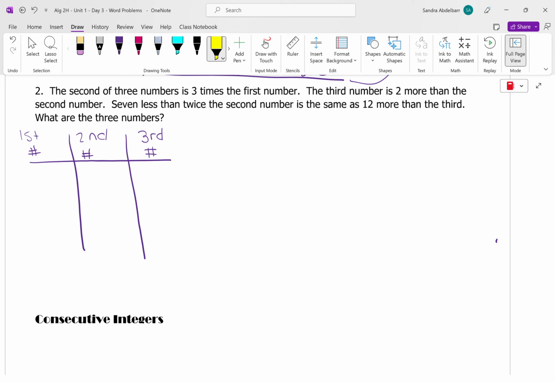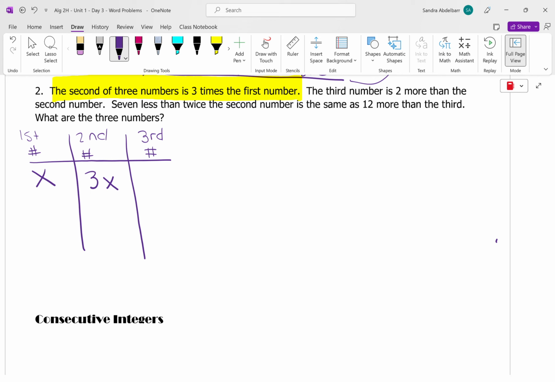Okay, so now what we're going to do is go through and come up with variable expressions to represent these words. The second of 3 numbers is 3 times the first number. Okay, so I'm starting here. The second number is 3 times the first number. Do we all agree that the second number is bigger than the first number? Since the second number is bigger than the first number, I'm going to go to the first number and call it x. First number is x. So whatever is smaller, I'm going to call x. And then the second number is 3 times that. So how am I going to represent the second number? 3x.